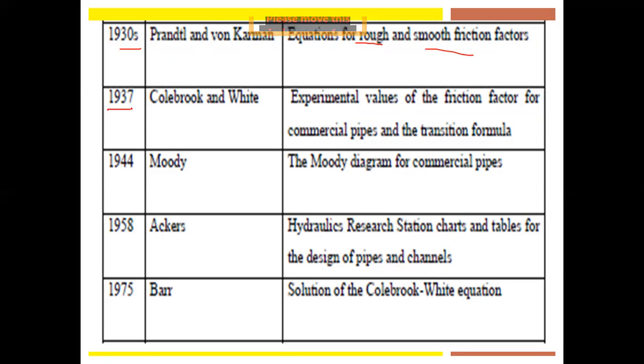Next, in the year 1937, Colebrook and White made contributions for the friction factor for commercial pipes and the transition formula. Next, in the year 1944, Moody, the Moody chart, the Moody diagram for commercial pipes.